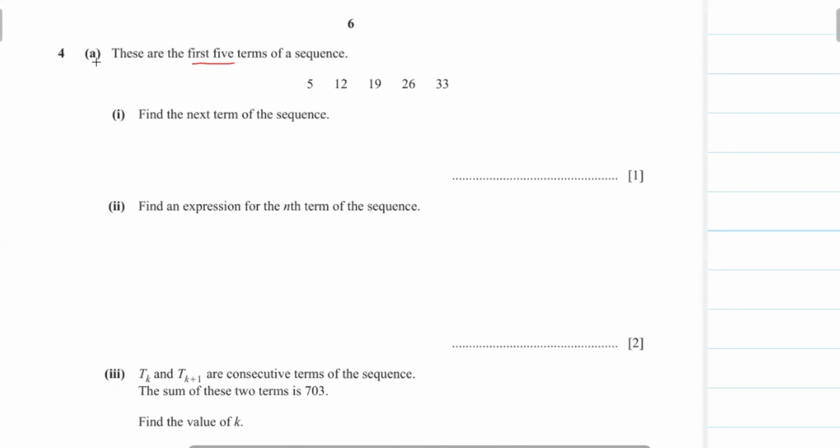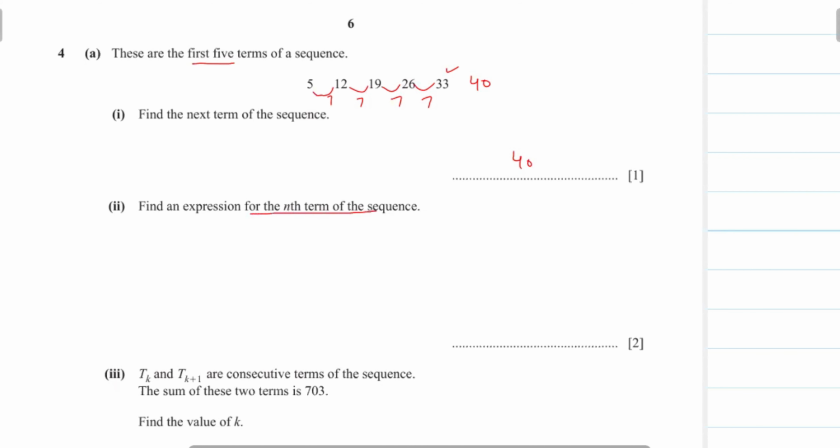Question number 4, part A. These are the first 5 terms of the sequence. Find the next term of the sequence. Firstly, we see the difference between each term. You see here the difference is 7 in each term. Therefore, the next term we can find by adding 7 to this term. 33 plus 7 is 40, and 40 is the answer.